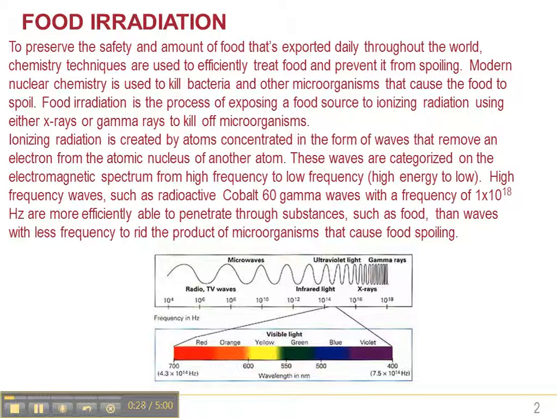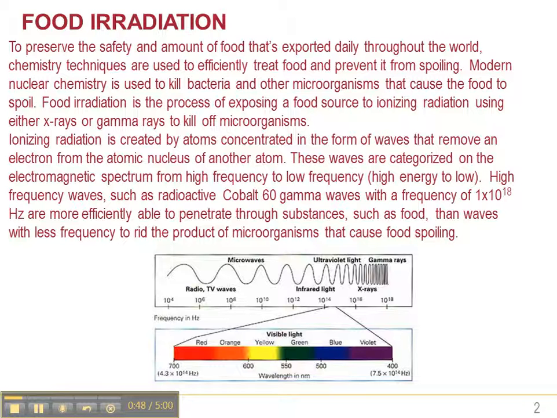kill off microorganisms. Ionizing radiation is created by atoms concentrated in the forms of waves that remove an electron from the atomic nucleus of another atom. These waves are categorized on the electromagnetic spectrum from high frequency to low frequency, or high energy to low energy, as you can see below.